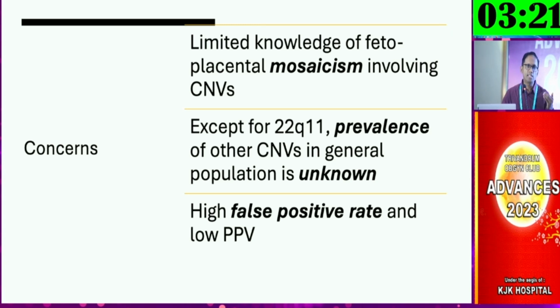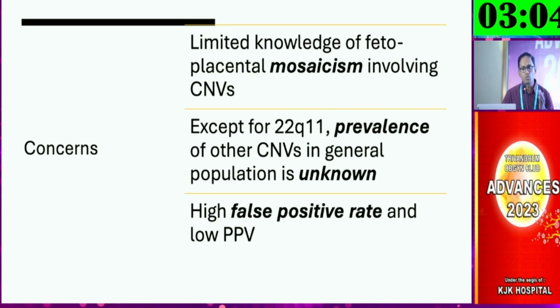If I say that the baby has got 22q deletion, I should also be able to say what to expect from this baby. Is this baby going to be mentally retarded? Is this baby going to have a congenital heart disease? Is this baby going to have thymic hypoplasia? I cannot answer any of those questions.